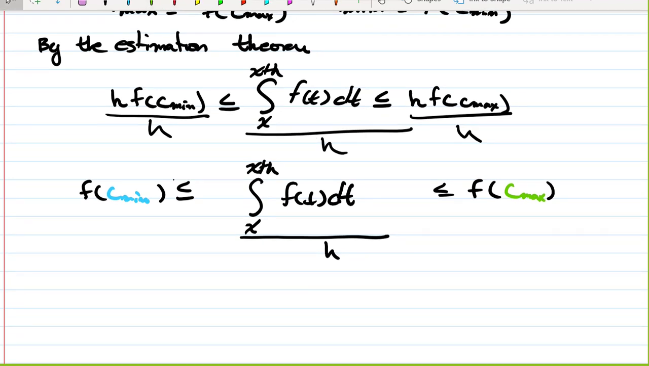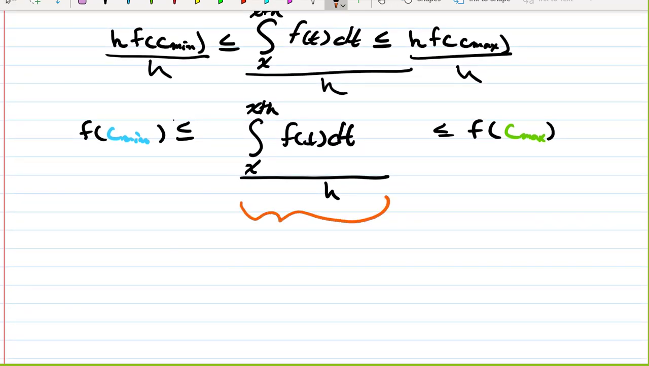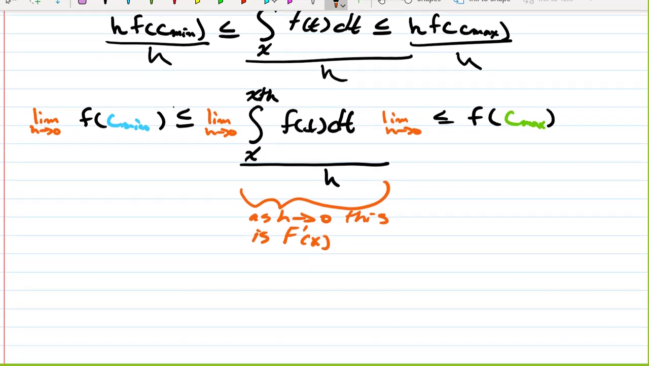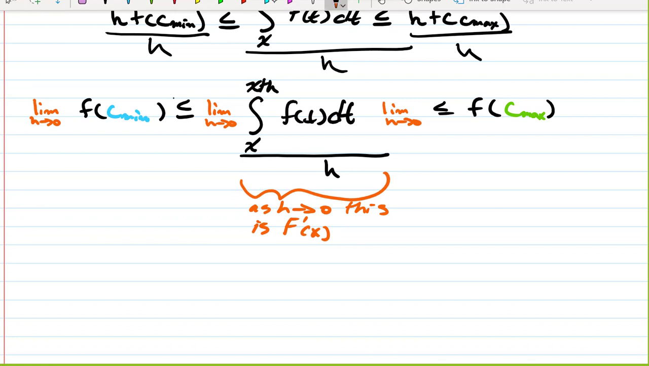So now finally, we take note that this is the limit we wish to find. As h goes to 0, this is F prime of x. So if we take the limit as h goes to 0 of all three of these, we'll get that F prime has to be in between these two things.